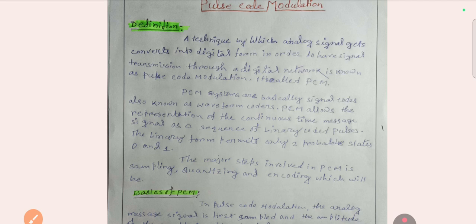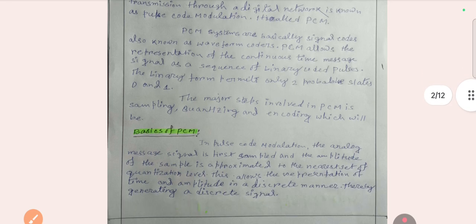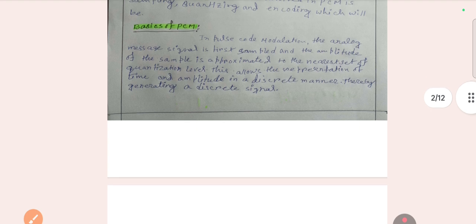The major stages involved in PCM are sampling, quantizing and encoding, which are the basics of PCM. In pulse code modulation, the analog message signal is first sampled, and the amplitude of the sample is approximated to the nearest quantization level. This allows the representation of time and amplitude in a discrete manner, thereby generating a discrete signal.